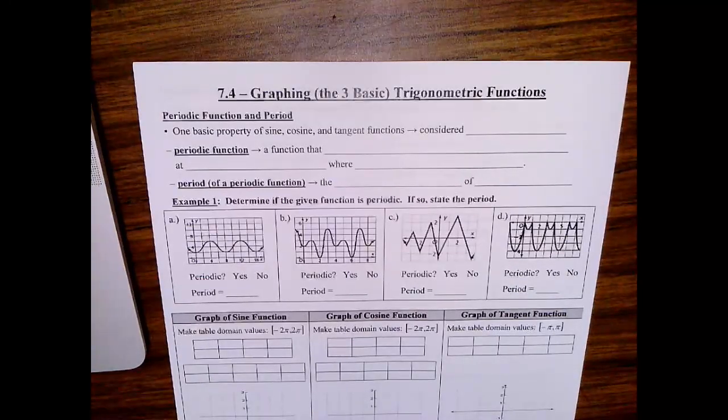Alright, so we've learned about the unit circle. Now we're going to learn about the graphs of sine and cosine, and we'll look at tangent, but we're not going to focus too much on tangent because you won't be tested on it on the EOC.